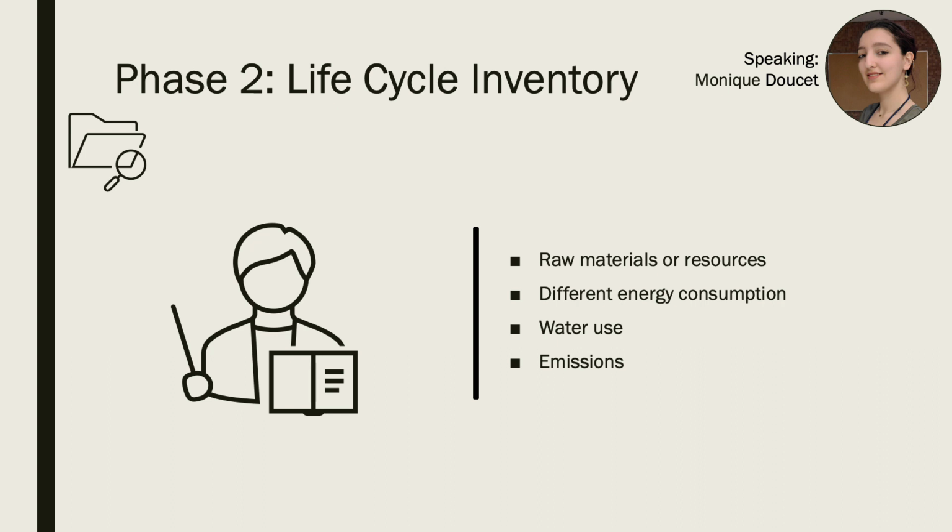Examples of data bank types could be raw materials or resources, different energy consumption, water use, and emissions. This data is generally collected by professionals who understand the standards expected from life cycle assessments. Oftentimes, there is a lot of data to be collected for an assessment. To ensure that no information is missed and to help with interpretation into the next phase, different methods to keep this gathered data can be used.